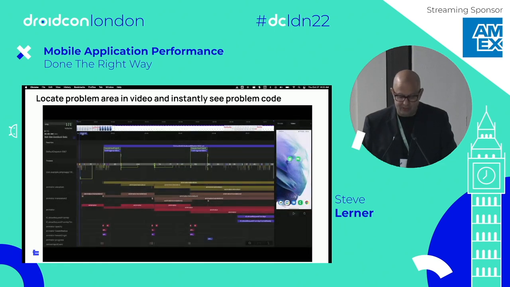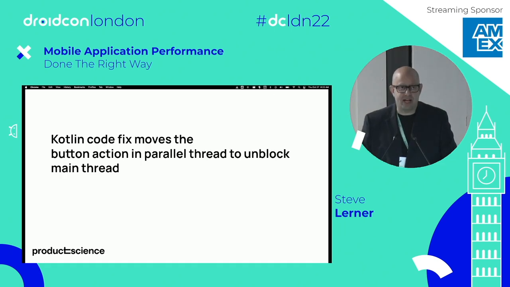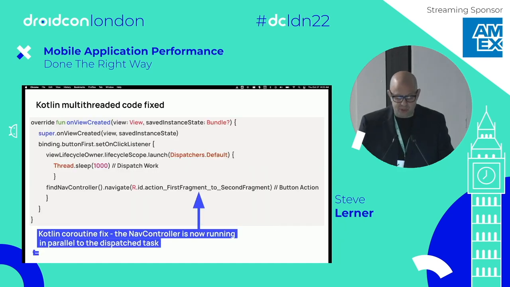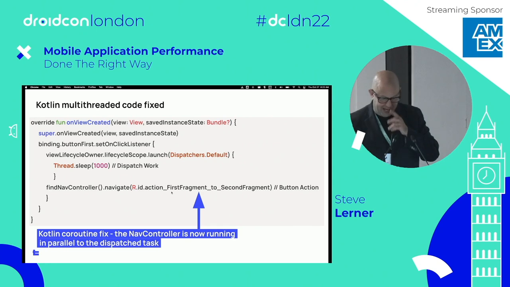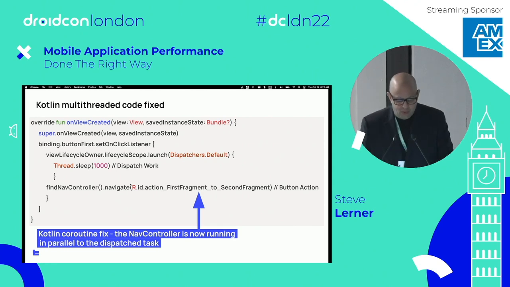So let's fix it, right? It's a lot of talk, but can we fix it? We can fix it because we now see what's being executed. The fragment manager is going off thread. And why is it going off thread? Well, it was in the wrong spot by one curly brace. The button action was being dispatched along with the work, and that's what was blocking the app. We were one curly brace off from it being correct.